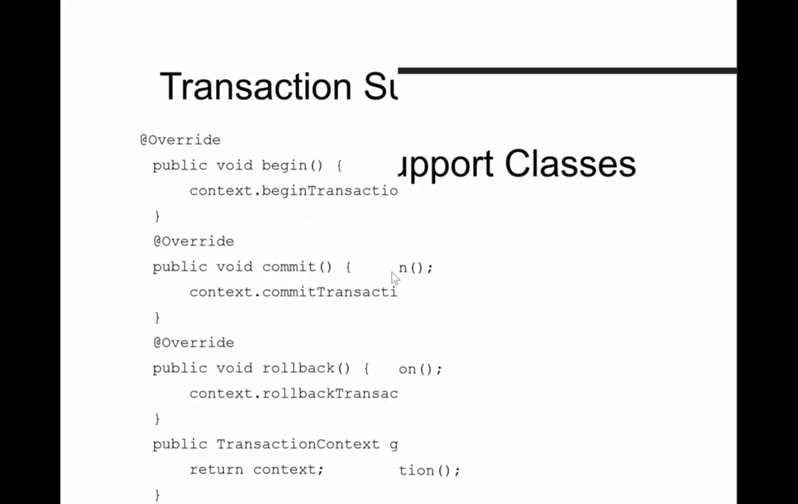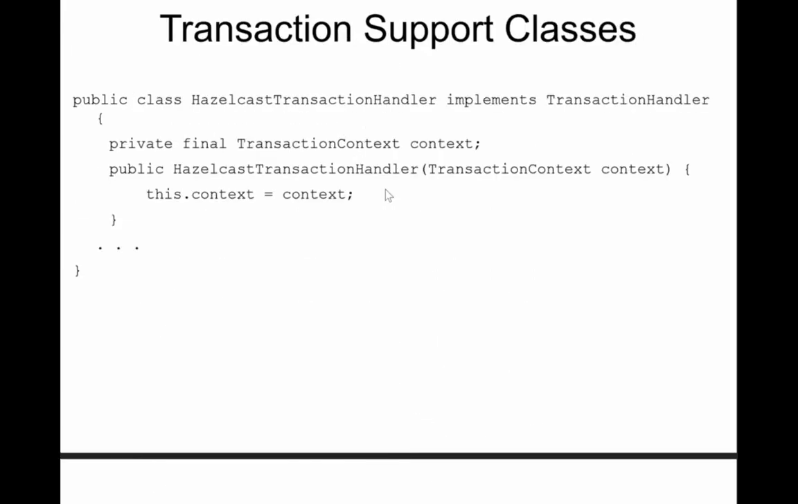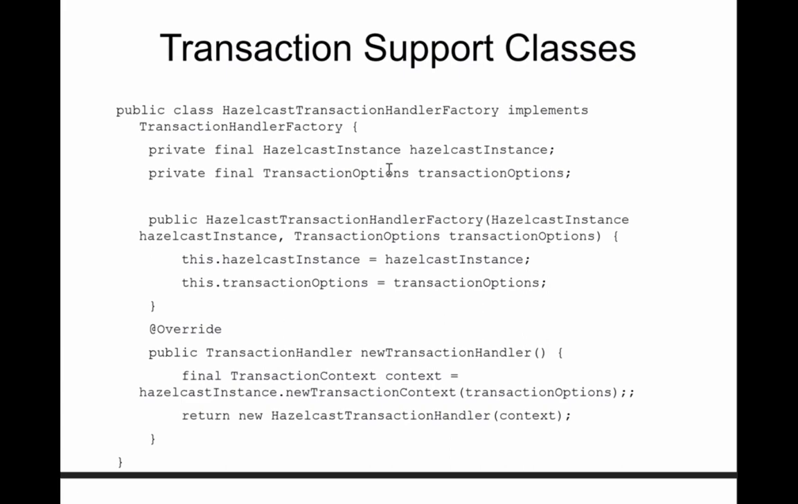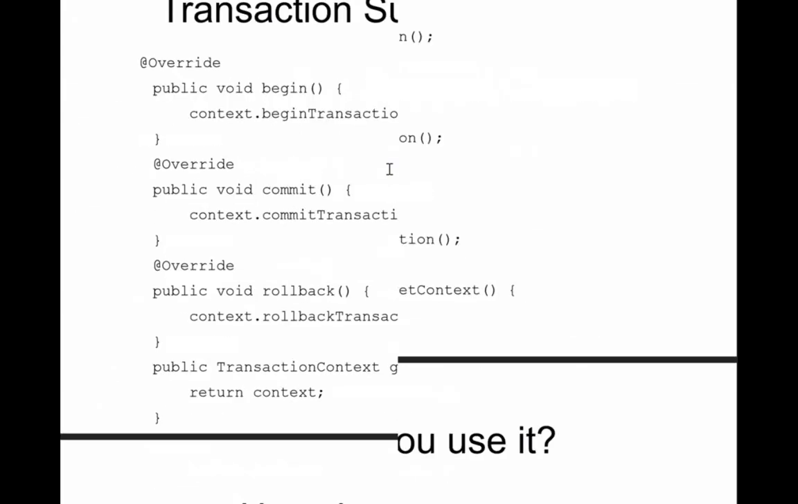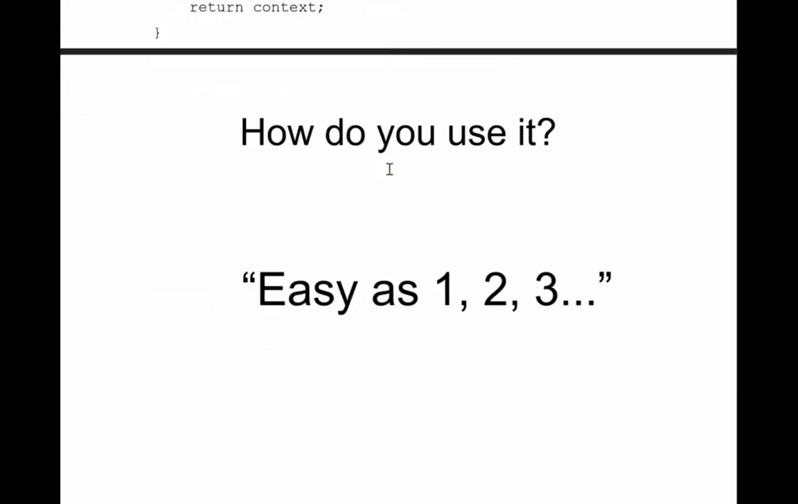And you install this one. If you want transaction, you install this Hazelcast transaction factory into the Speedment framework, and it will be automatically used. So that was that.